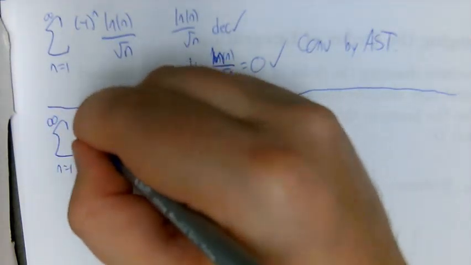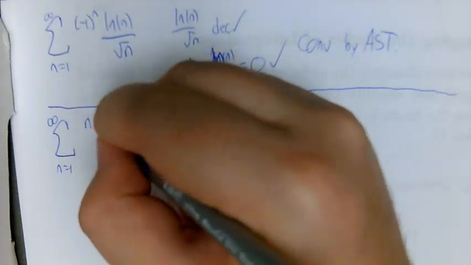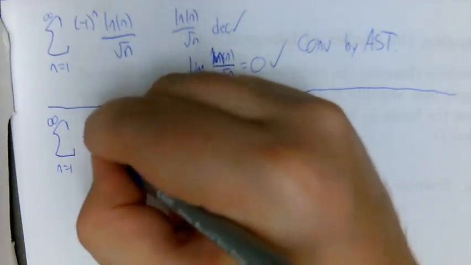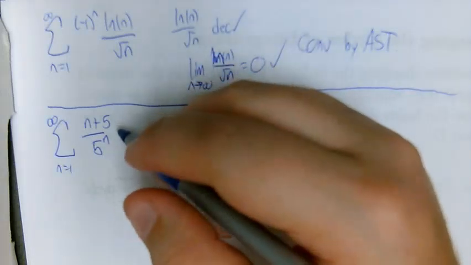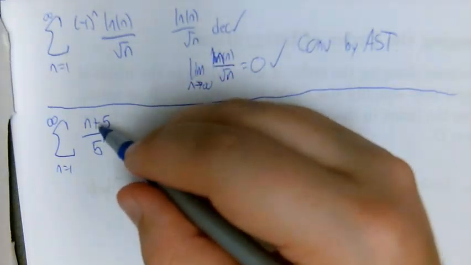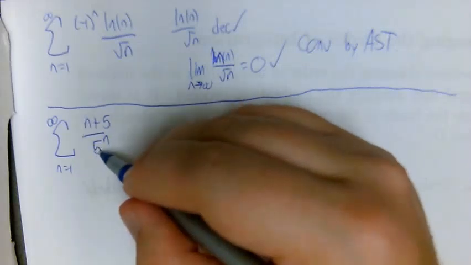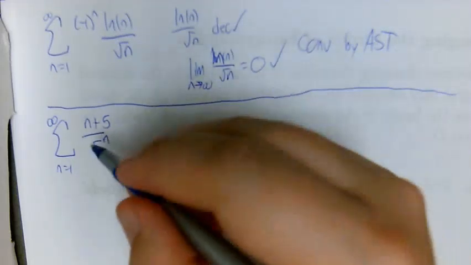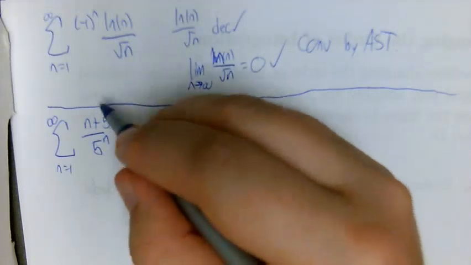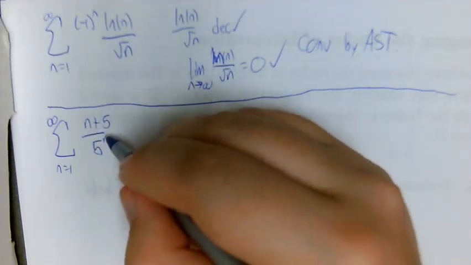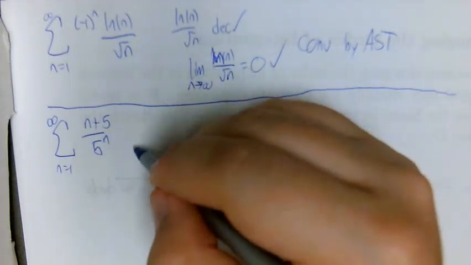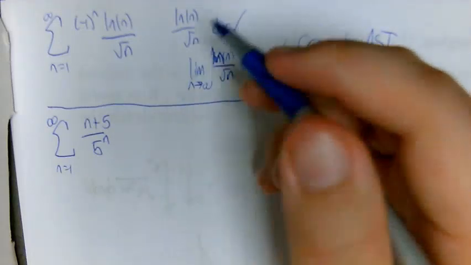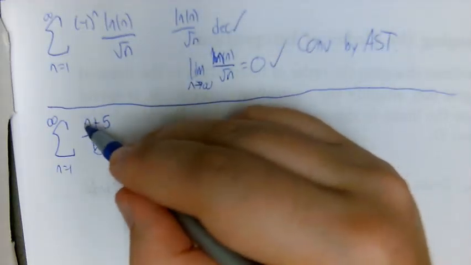All right, let's take a look at this one here. We have n plus 5 over 5 to the n. Now with this one right here, this is going to act a whole lot like 1 over 5 to the n, or n over 5 to the n. Since this is an exponential function and this is a polynomial, we have a suspicion that this will probably converge. But if we use something like 1 over 5 to the n, then that's just going to go to infinity because we'll have this n left over.